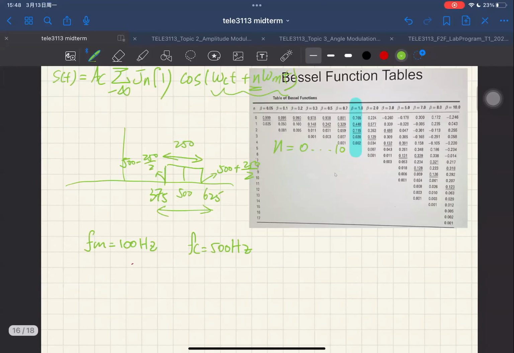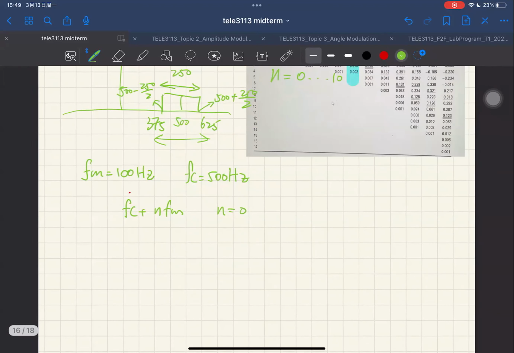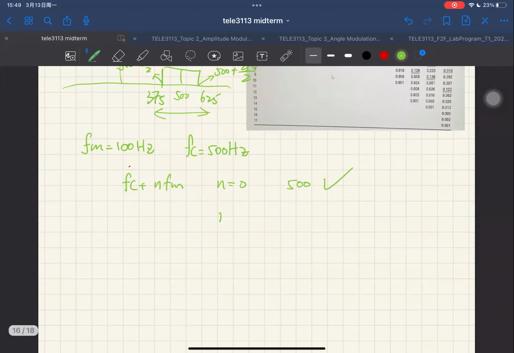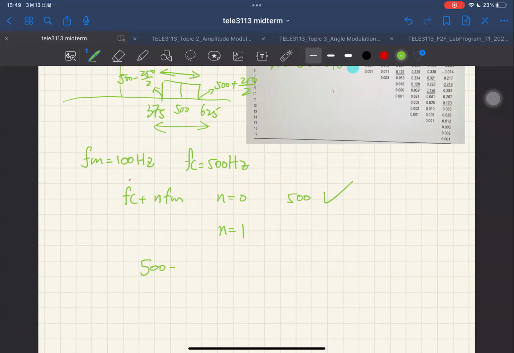So if n is equal to 0, it's going to be fc plus n fm, right? So if n is equal to 0, this term will just equal 500. So 500 is definitely within this band pass filter, so we're going to put a tick over there. When n is equal to 1, what's the value going to be? 500 plus 100, right? Because n is equal to 1, fm is 100, and fc plus 100 is just equal to 600. Is that in the range? Yes, so we're going to take a tick for that one. It's 600, also in the range.